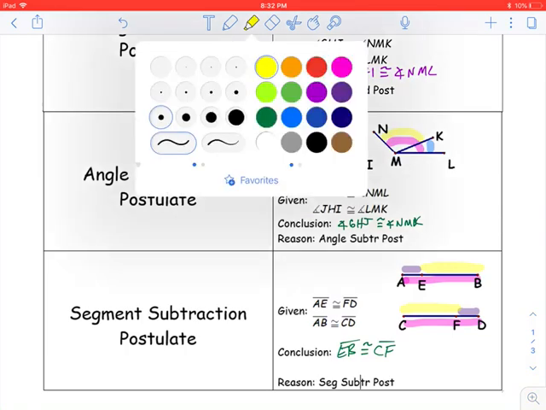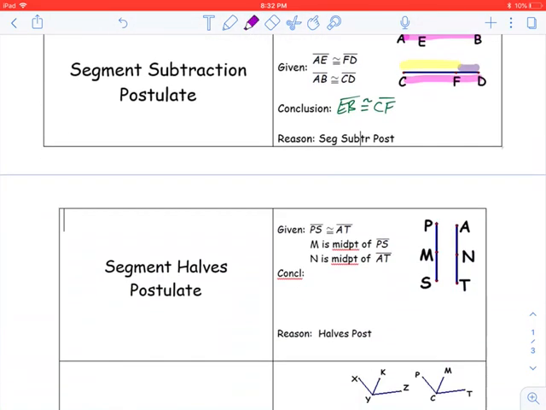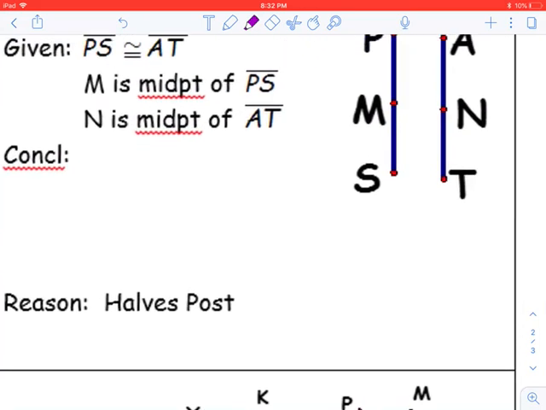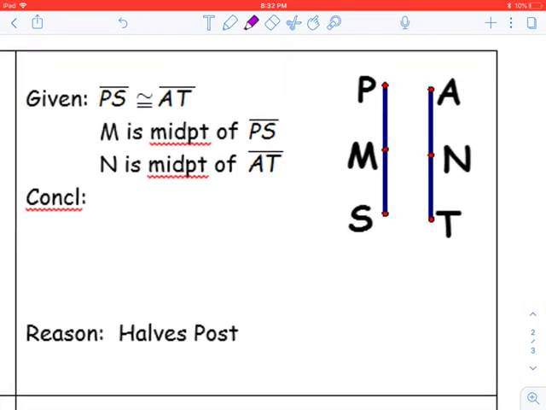So now let's go ahead to the next part and just do the top two here. These are our halves postulates. Okay, so we've talked about midpoint a lot and bisectors, and what they do is split things in half into two congruent parts. So for the segment halves postulate, here are our givens. I have PS congruent to AT, so PS is this whole thing, and AT is this whole thing. So if those two are congruent, then aren't their parts going to be congruent?